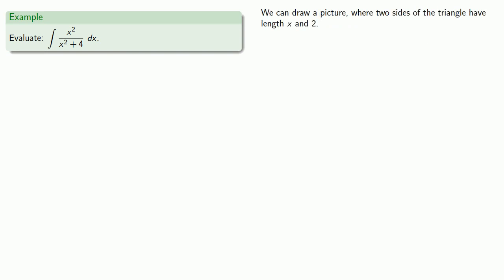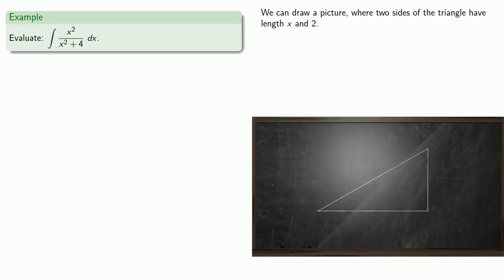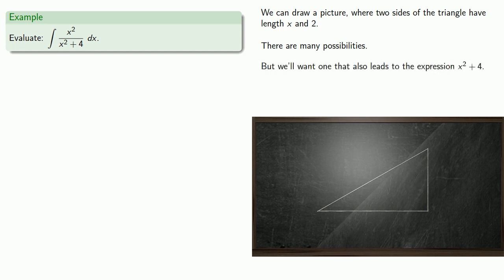So let's see if we can draw a picture where two sides of a right triangle have lengths of x and 2. And since we have two sides of a right triangle, we'll be able to use the Pythagorean theorem to find a relationship between all three sides. There are many possibilities for such a triangle, but we'll want one that also leads to the expression x squared plus 4. So again, if you don't play, you can't win. So let's just put down x and 2 and our third side c and see what happens.